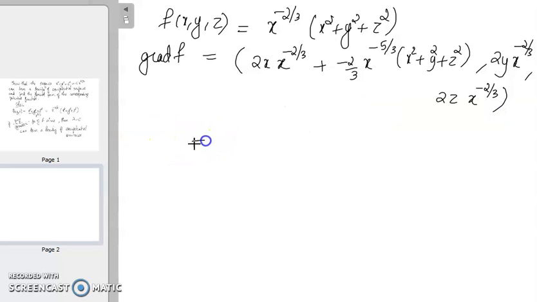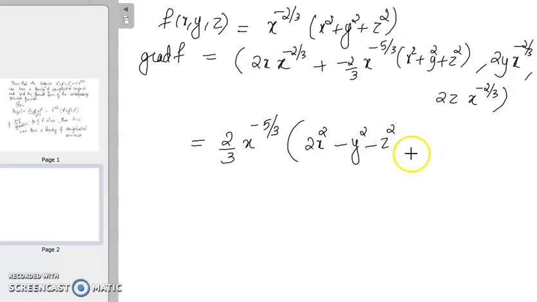Now let me take 2 by 3 x raised to minus 5 by 3 outside. When I take 2 by 3 x raised to minus 5 by 3 outside, in the first term we will get 2x square minus y square minus z square. Then in the second term I am going to get 3xy, and in the last term I am going to get 3xz. So that is the value of gradient of f.